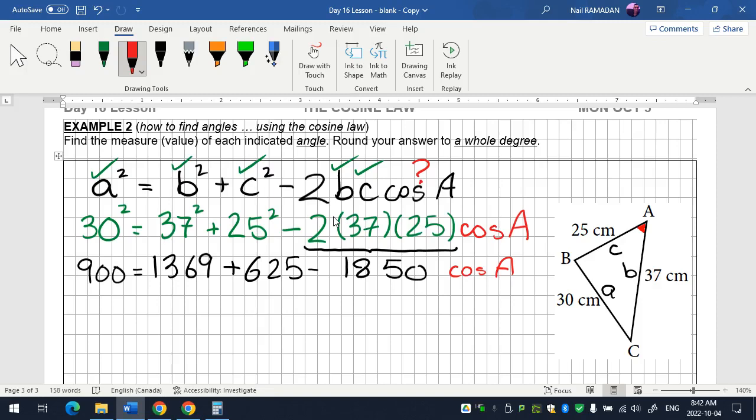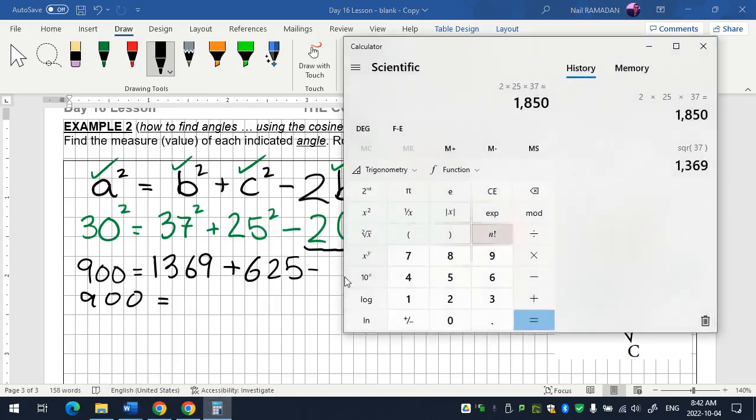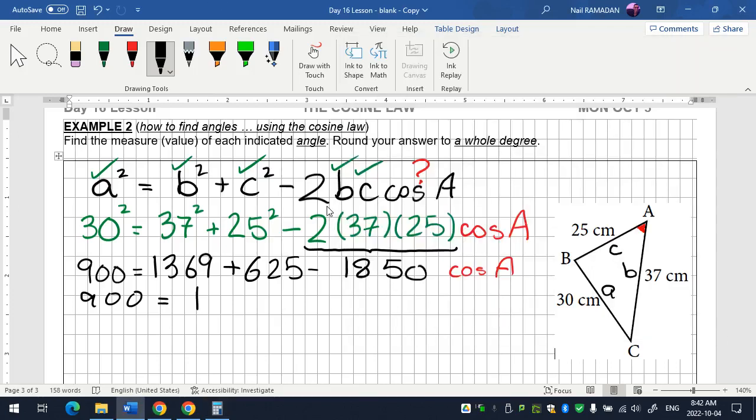So I'm going to not touch the 900. Sorry, let's go back. 900 equals, what's 1369 plus 625? Well, we can do addition like grade school, but we're in a hurry. 1994 minus 1850 cosine A. Okay, we're doing well so far.